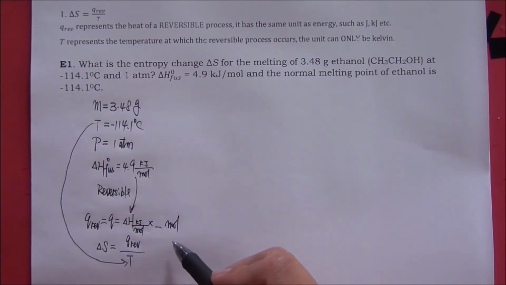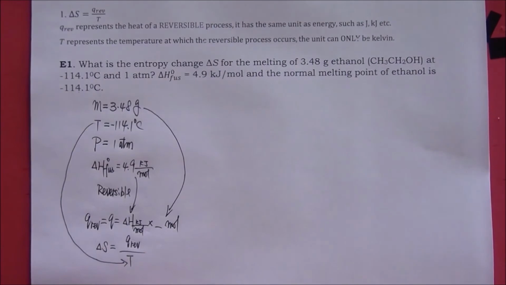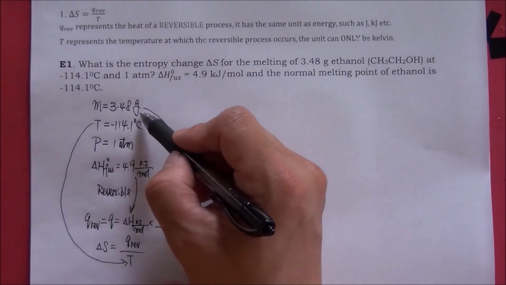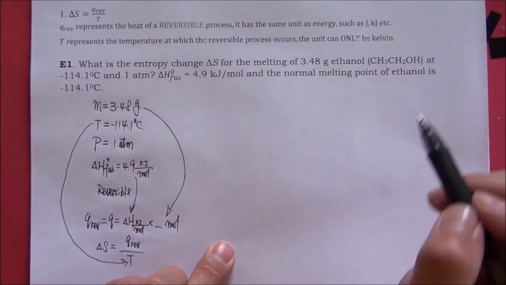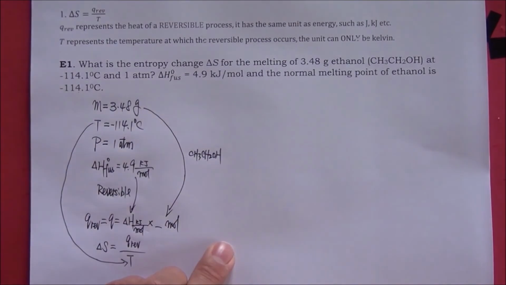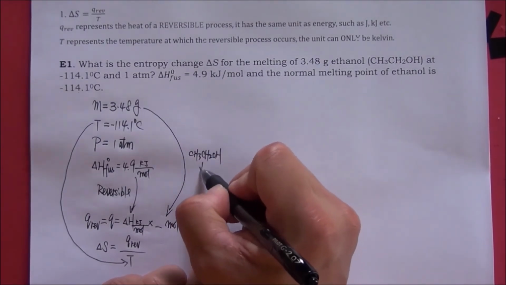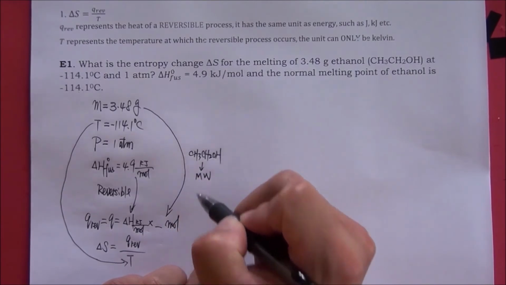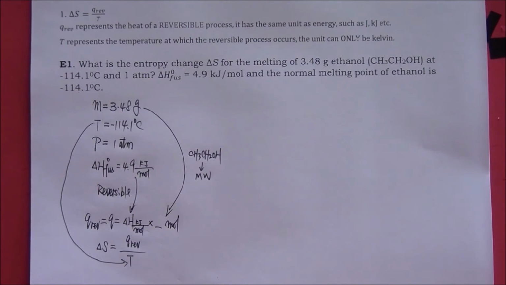We do not know the moles of ethanol, but we do know the mass of ethanol. We learned that if we know the molar mass of ethanol, we can convert the gram to moles. And we also know the formula of ethanol. If we know the formula of the ethanol, we can calculate the molar mass of ethanol. Well, from our analysis, it seems this problem is doable.